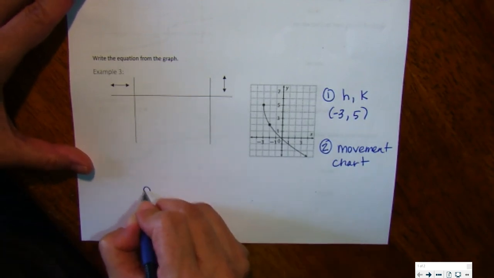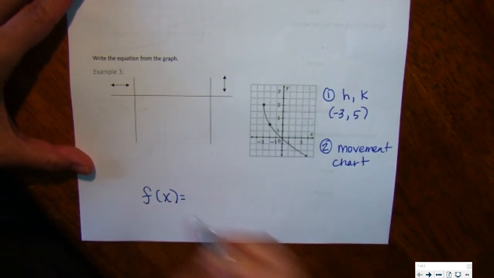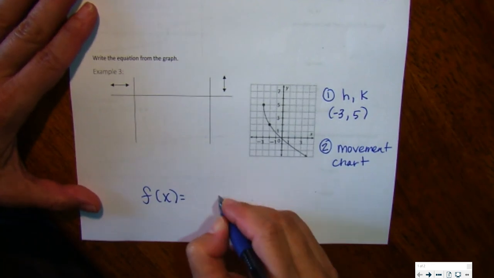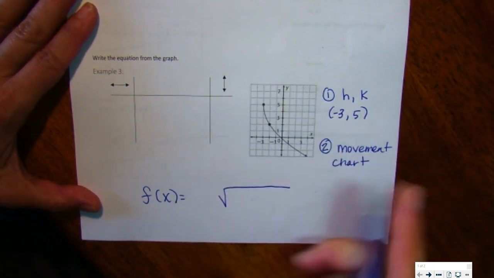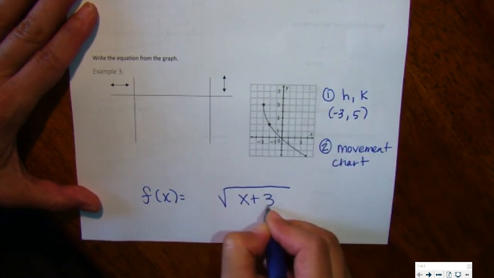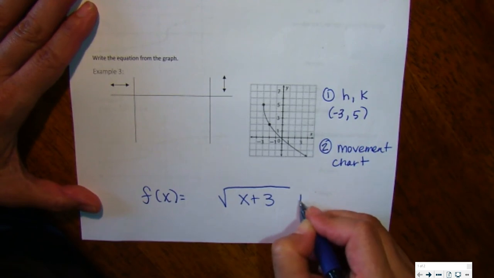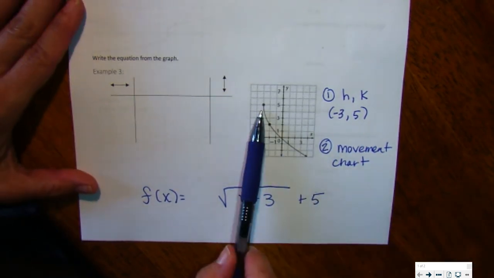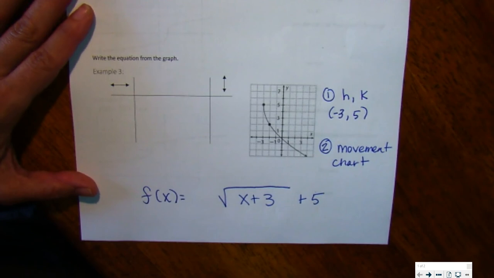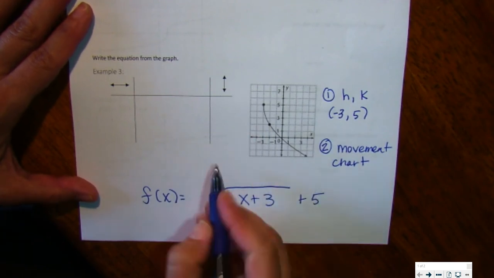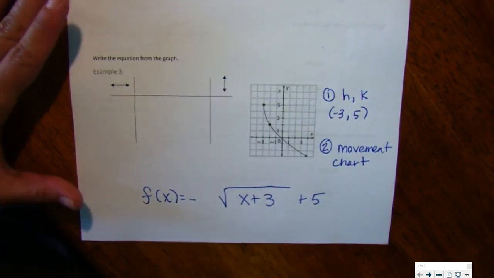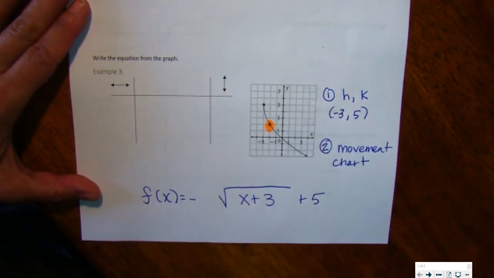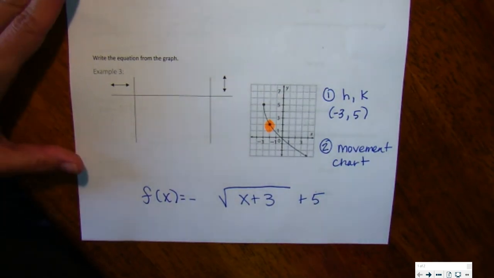So if I was going to write the equation, and this time I'm going to write it in function form, I know that it's going to be x plus 3, and then the plus 5 is going to be out on the outside. There's one more thing that I can tell. I know that it's going to be a negative a value because the graph goes down. So I'm going to put a negative out in front, and now I'm going to use this ordered pair to determine what the a value is.